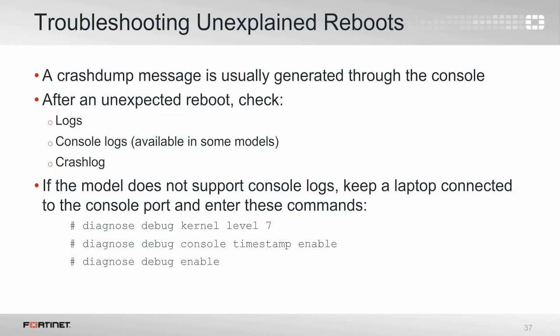A crash dump message is usually generated through the console port when the device crashes. Crash dump messages can provide useful information to Fortinet developers. If the problem is a FortiGate that is rebooting unexpectedly, the administrator should check the logs, the console logs, and the crash log. If the FortiGate model doesn't support a console log, keep a laptop connected to the console port, run the commands in this slide, and wait until another crash happens.